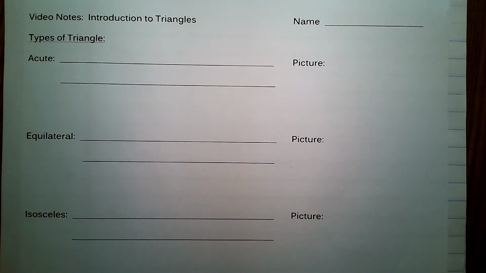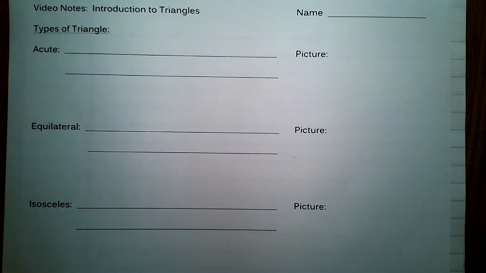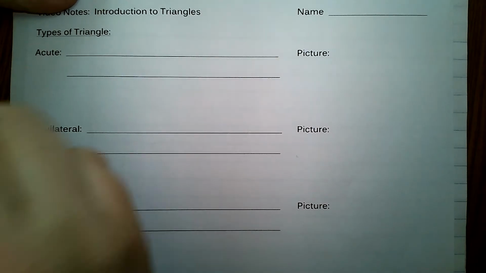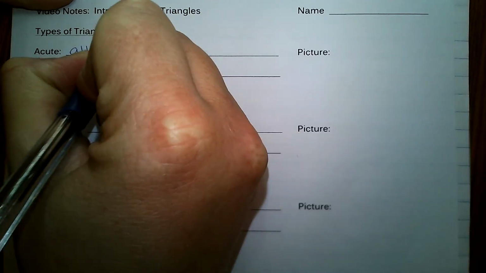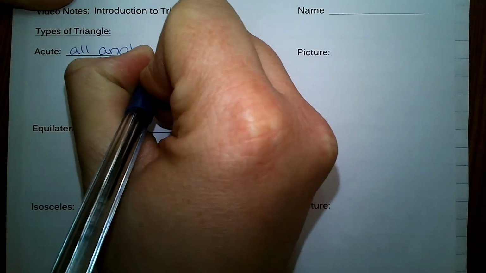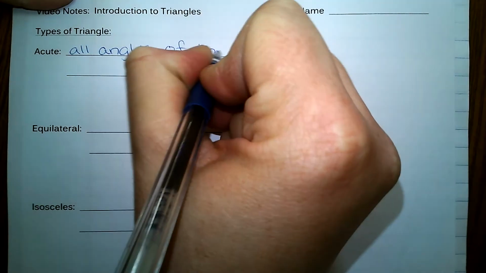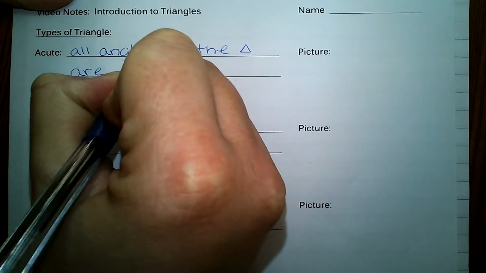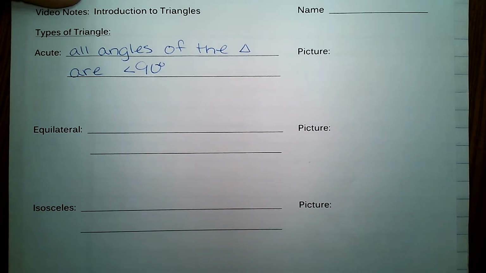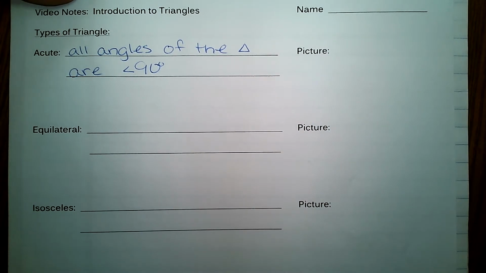An acute angle is an angle that's less than 90 degrees. But with a triangle, we're talking about three angles. So an acute triangle is a triangle where all of the angles are less than 90 degrees. All angles of the triangle are less than 90 degrees.